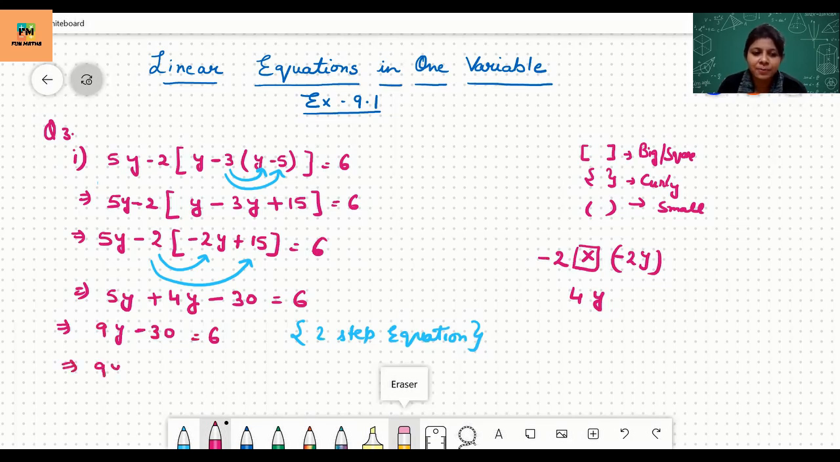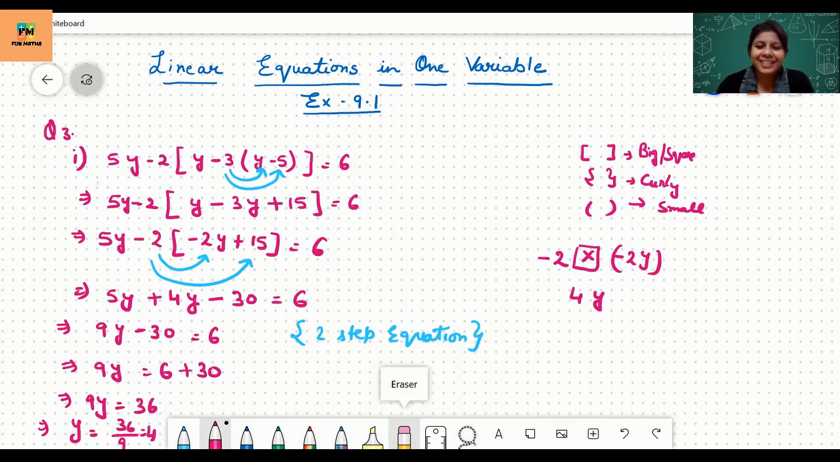And when we transpose this to the right hand side, it becomes +30. So this implies 9y is equal to 36. Now, one step equation. We need to get rid of this number 9, which is attached to y, the variable y, because we need to isolate y, right? So y is equal to, when we remove this, as it is getting multiplied with y, on the other side it will simply divide, and this will become 4. So what is the value of y? 4, right? In this way, we can easily solve our question.